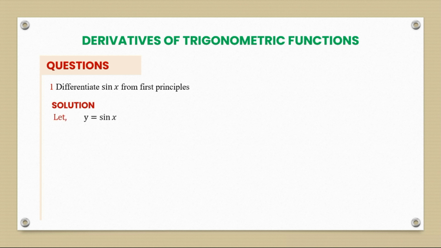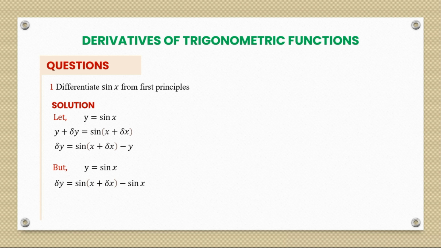So how do we solve this? We're going to let y be equal to sine x, and then like we've done before, where there is a y we're going to replace that with y plus change in y. Then where there is an x we're going to replace that with x plus change in x. Now if we make change in y the subject, it's going to be equal to sine of x plus change in x minus y. But remember that y is sine x, so we're going to replace it there.